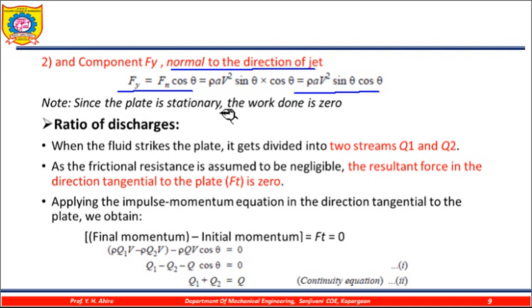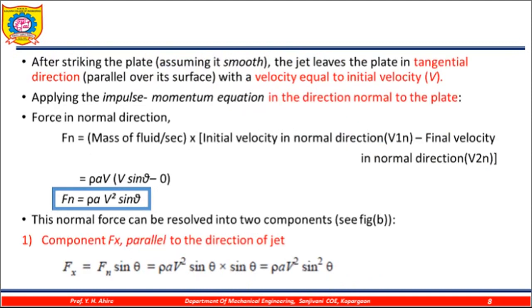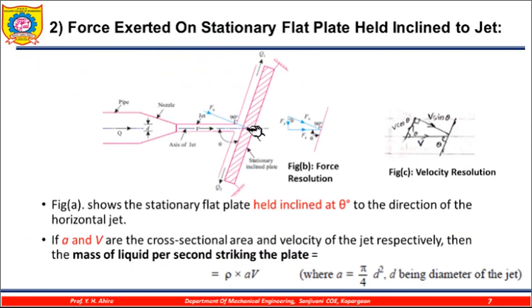Again, since the plate is stationary, the work done is 0 in this case. Now we have an additional point, the ratio of discharges. When the fluid strikes the inclined plate, it gets divided into two unequal streams, Q1 and Q2. These two streams after the impact are unequal, so that's why the discharge rates are Q1 and Q2, as can be seen in figure A.